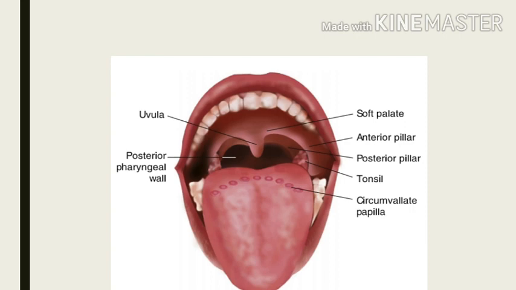Here is a diagrammatic representation which shows the anterior pillar, the posterior pillar. Then we have the circumvallate papillae and the posterior pharyngeal wall. These are nothing but various structures in the oropharynx.